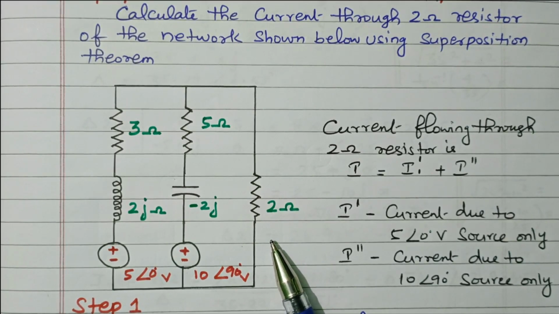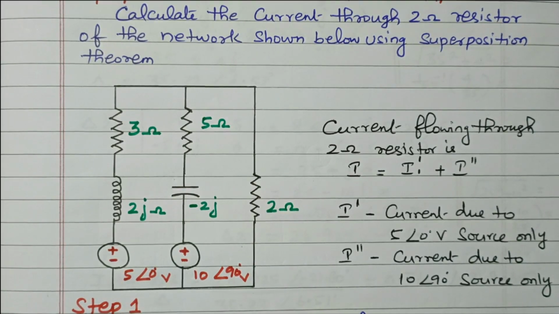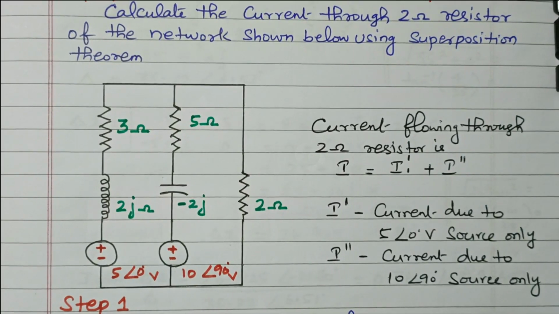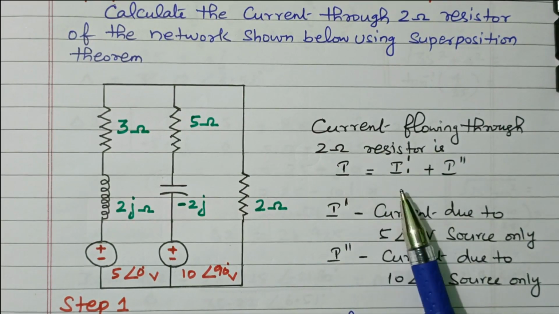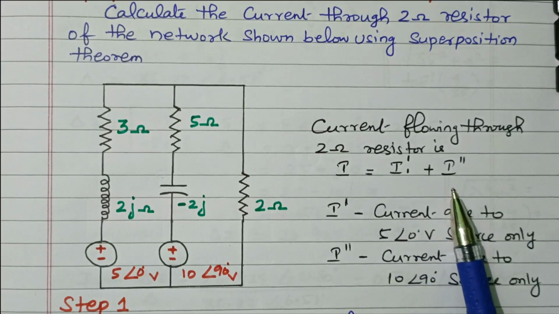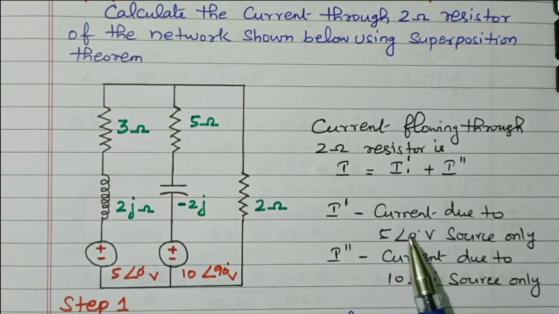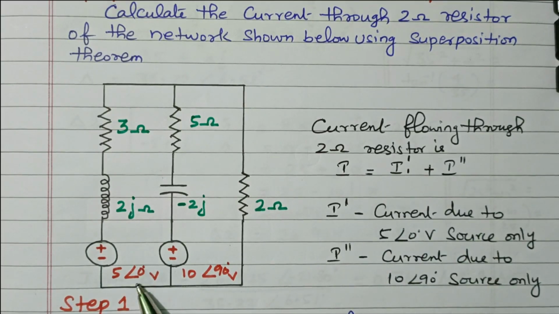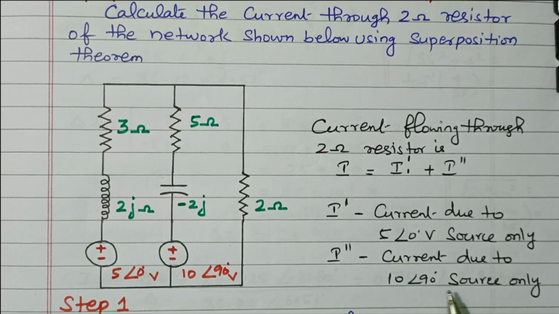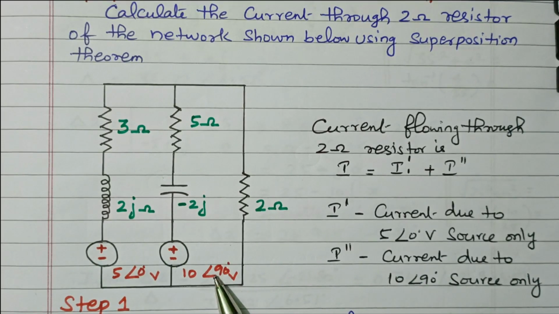So we know that in the superposition theorem, if two voltage sources are available, we need to consider one source at a time and find the current. So based on that, current flowing through the 2 ohm resistor I equals I dash plus I double dash. I dash is nothing but current due to 5 volt source only. We need to consider only the 5 volt source, that is, the 10 volt source is removed. I double dash is current due to 10 volt source only. Only considering the 10 volt source, that means the 5 volt source is removed.